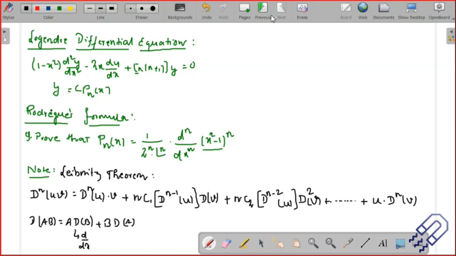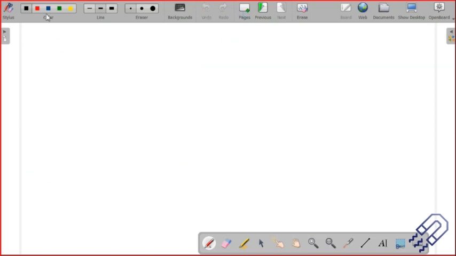Okay, take a new page, use blue color, I think it's more visible. Okay, so let's prove this now. Prove Rodrigues formula. Proof. So proof, we have to start somewhere.